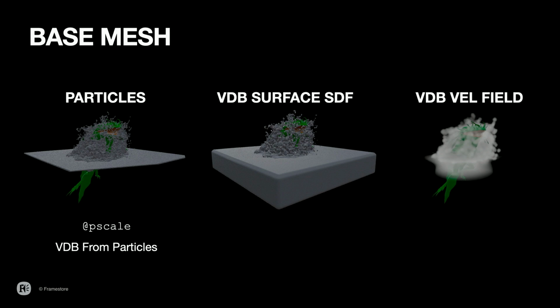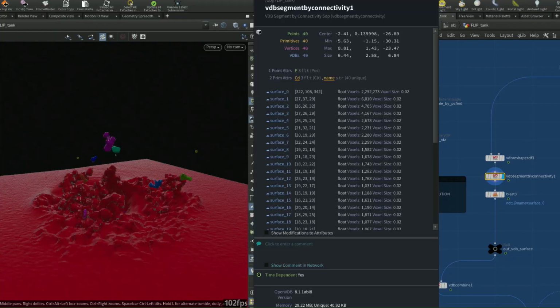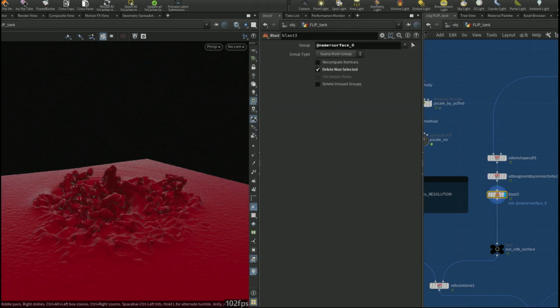Next step, VDB surface. The idea of this element is to have just a big chunk of water, just the base of it. So the first step will be reshaping it. We're going to erode it, reducing all the tiny points. The second thing would be using the VDB segment by connectivity. If you never used it, it's similar to the connectivity SOP, but for VDB. It creates a list for us with all the VDBs it finds, and the surface 0 is always the biggest one. So we're going to delete everything but the surface 0.